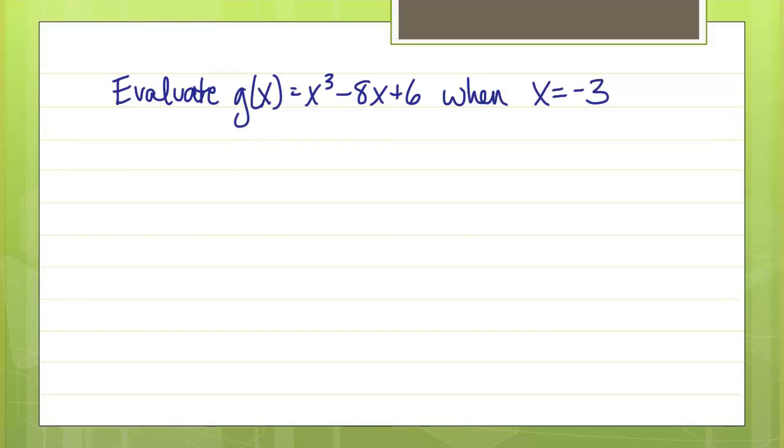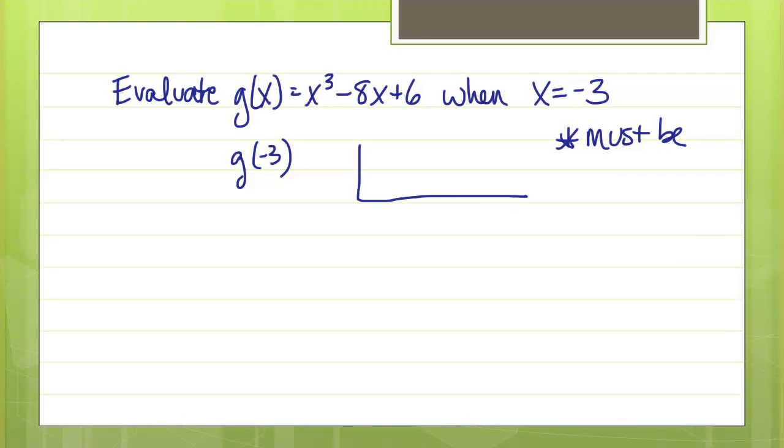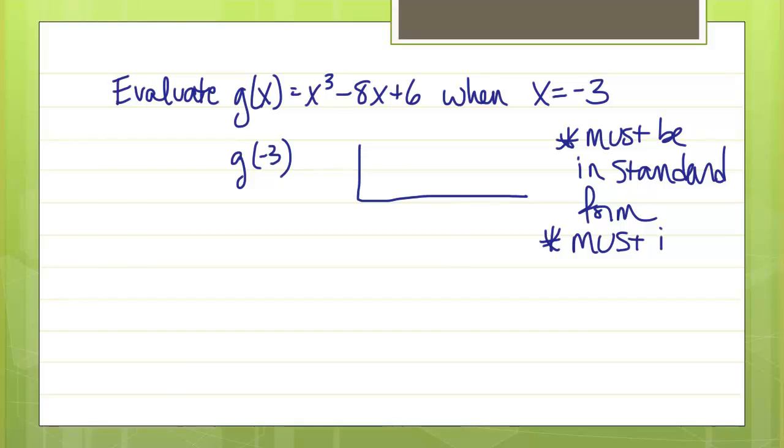So I'm going to find g of -3, and I'm going to just use synthetic substitution. Now, a couple things we got to know is it must be in standard form, meaning the highest exponent has to come first. They have to be in descending order. And this one, if you notice, it's missing a term. We must insert zeros. We have to put zeros in for missing terms.